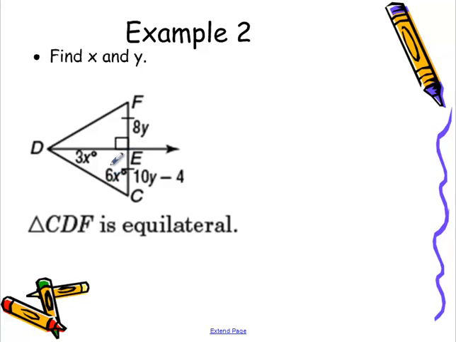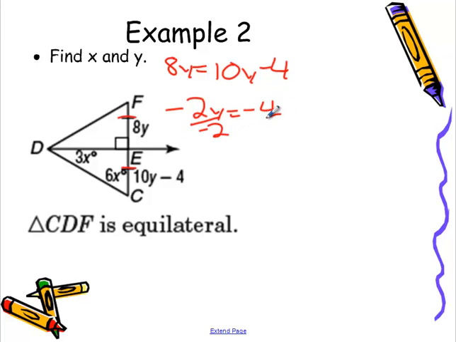Now I've got a couple different things. I've got angles in this one. I've got two segments. I already know that these segments are marked, so let's go ahead and find y first. Because those segments are marked congruent, I'm going to say 8y is equal to 10y minus 4. I'm going to subtract 10y, and get negative 2y equals negative 4. Divide by negative 2. And we get y equals, negative divided by negative is positive, so y is 2. And we also know that it says CDF is equilateral.